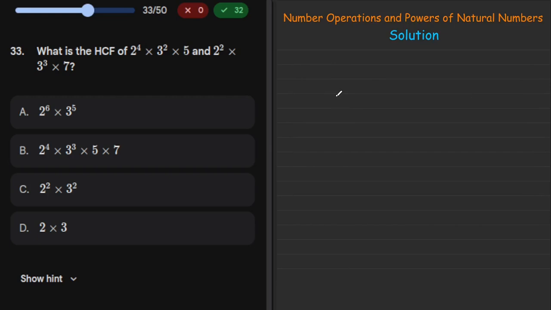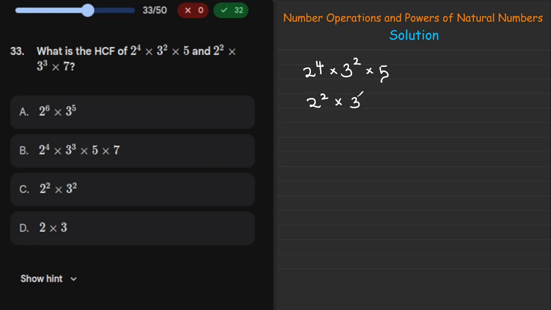Question 33 says, what is the highest common factor of 2 to the power 4 times 3 to the power 2 times 5, and 2 to the power 2 times 3 to the power 3 times 7? If you want the highest common factor, the numbers we have are 2, then 3, 5, and then 7.